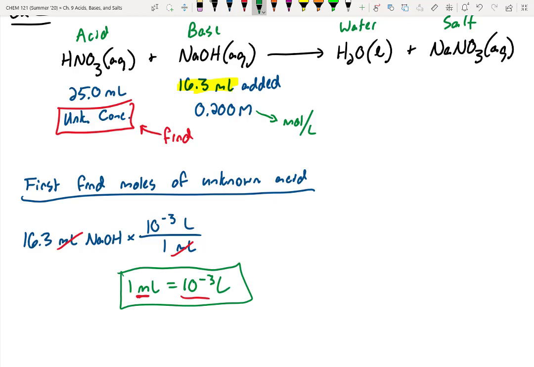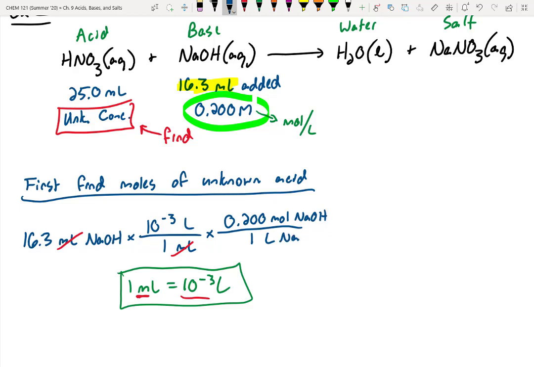But we can't do a liter to mole conversion without using our molarity unit. So that's when our molarity is going to come in. So if you remember, up here, we said it's 0.200 moles per liter. Okay? So we could basically plug this in and we could say 0.200 moles of NaOH per 1 liter of NaOH, right? So this is our molarity being used as a conversion factor right now.